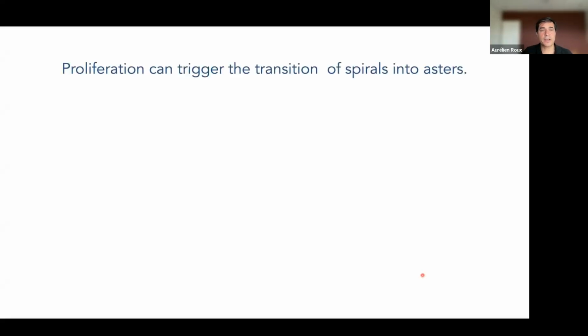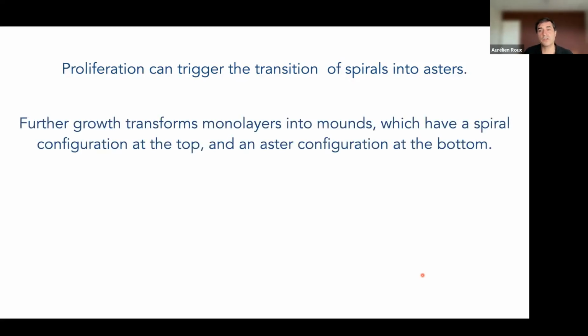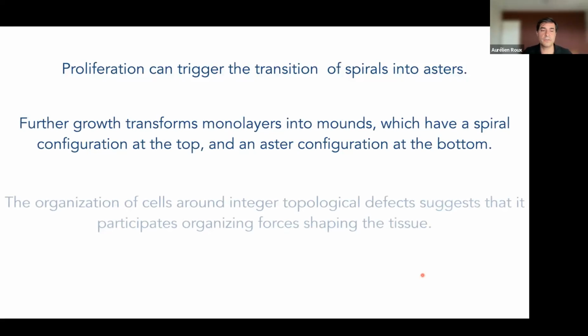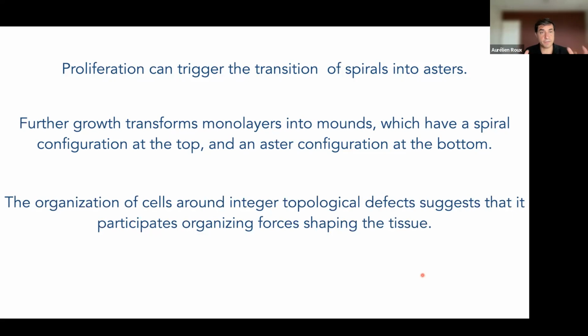So we get structures where we have a specific order that is linked to the density. So the proliferation triggers the transition from spirals to asters. The growth induces the formation of mounts, and they have a spiral configuration on the top and an aster configuration on the bottom. And so, structurally speaking, these mounts have topological defects on the top and on the bottom, and the defects are always +1 defects. And we think that they participate in organizing the stress field within the structure to generate those mount structures.